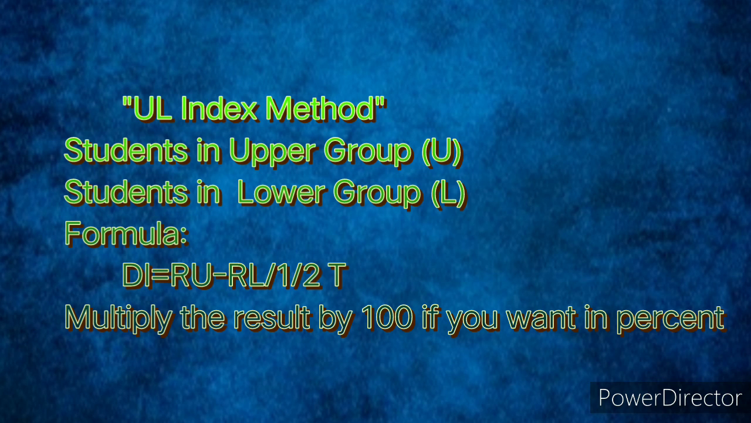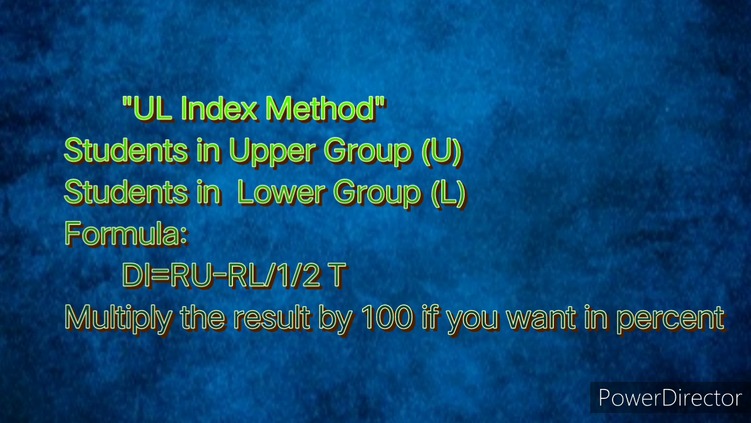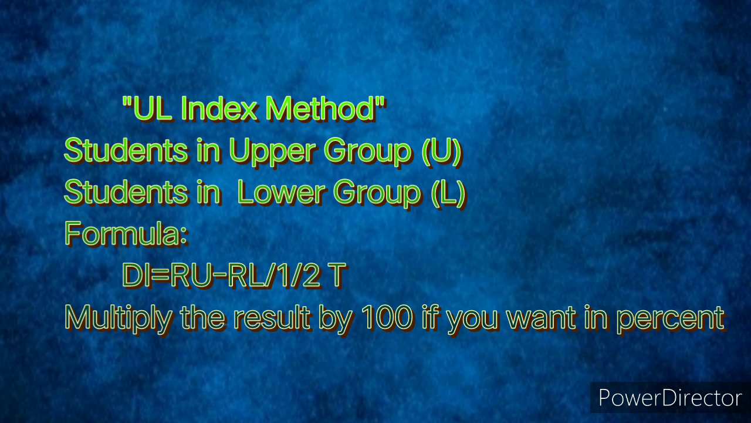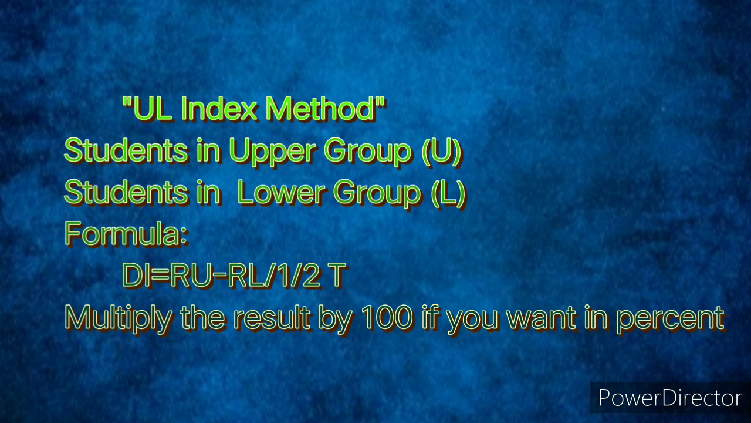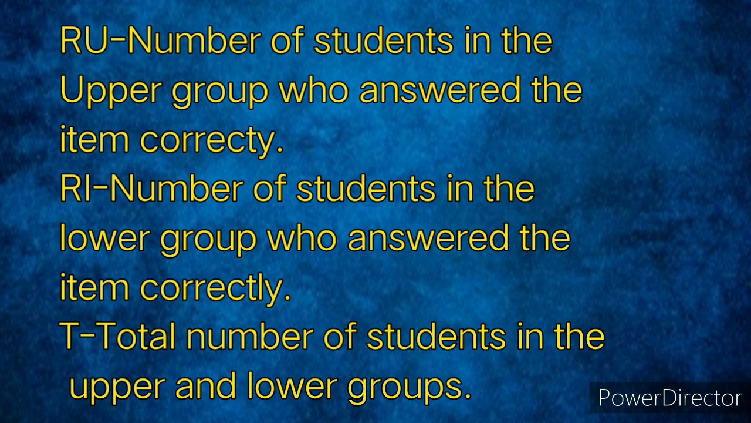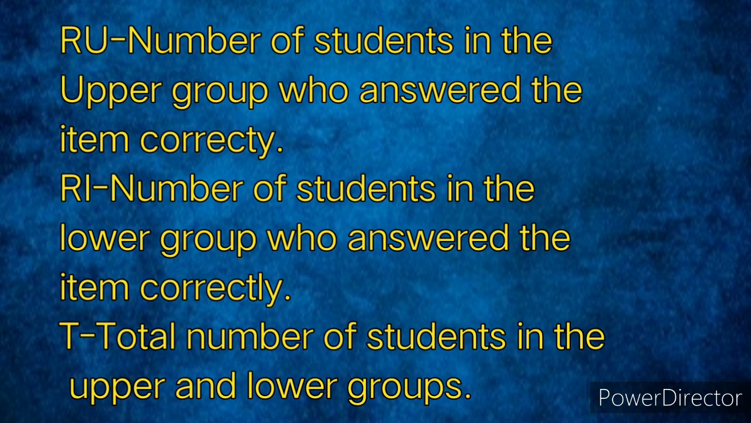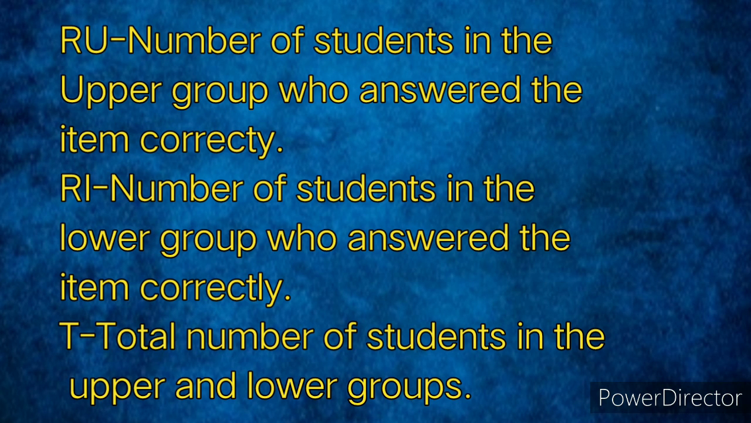To find the value of discrimination index, we have to adopt the UL index method, where we have to form groups of students who belong to the upper group or U and the lower group or L. This is the formula for discrimination index or DI. DI is equal to RU minus RL over 1/2 T. Multiply the result by 100 if you want it in percent, where RU is the number of students in the upper group who answered the item correctly, RL is the number of students in the lower group who answered the item correctly, and T is the total number of students in the upper and lower groups.